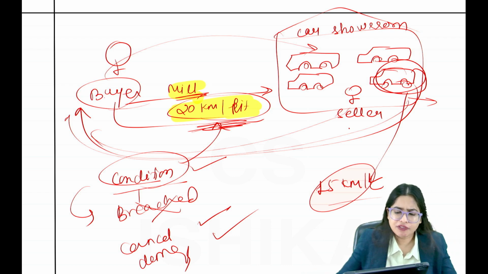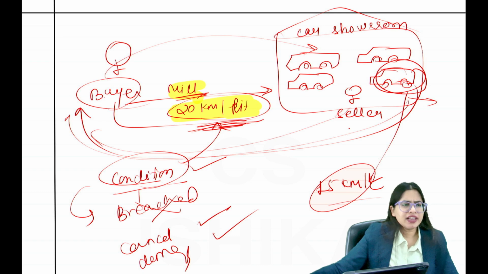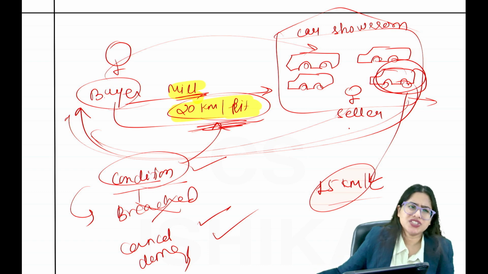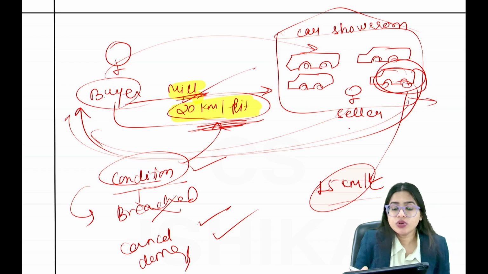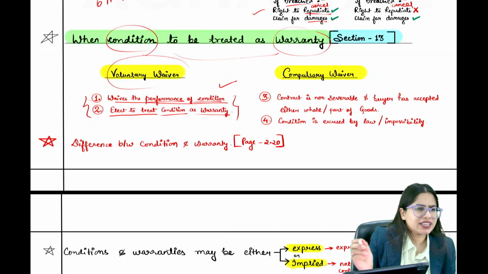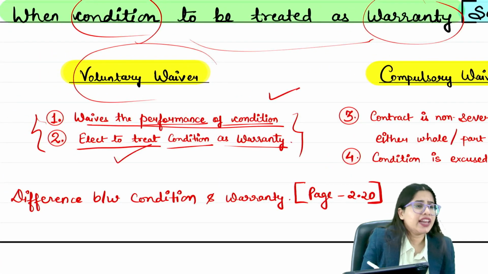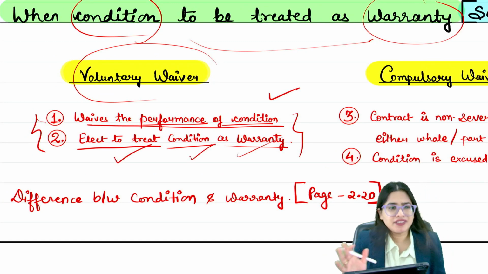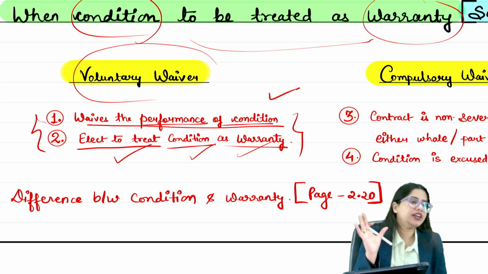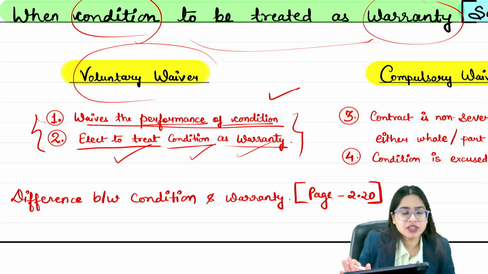Even if it's giving 15 km mileage, it's fine. Let's not treat it as a breach of condition. Let's accept this car only. So here the buyer voluntarily said he elects to treat the condition as a warranty. I will treat it as a warranty only, just give me the damages, that's it. Just give me the damages.